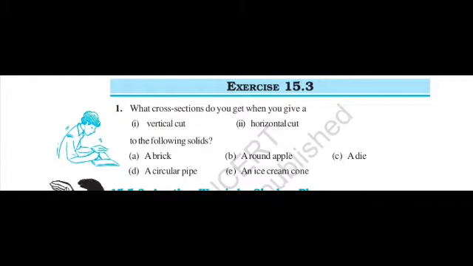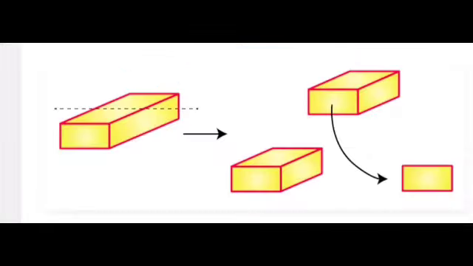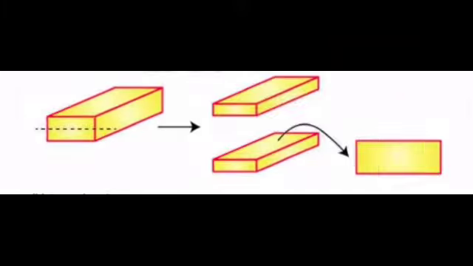The solids given are: the first one is a brick, second a round apple, a die, a circular pipe and an ice cream cone. Now let us see each solid one by one. The first solid is a brick. When you give a vertical cut, you will observe a rectangle in its cross section. When the same brick is given a horizontal cut, then also you will observe a rectangle in its cross section.